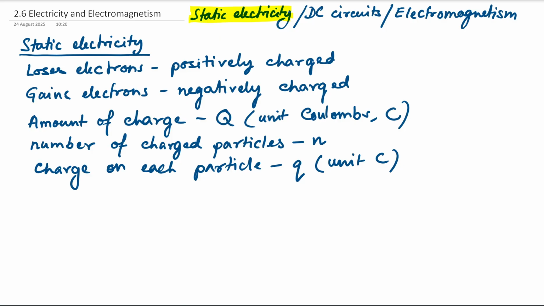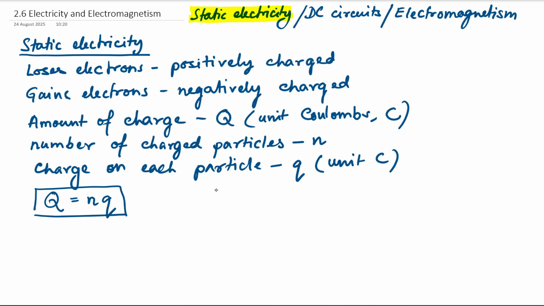So the relationship between these three things is capital Q, the amount of charge on an object, equals the number of charged particles it has gained times the amount of charge on each of these particles. So this is one of the formulas you will get in your formula sheet. And we have to use this formula to basically maybe calculate the amount of charge, or calculate the amount of charge on each particle, or the number of charged particles it has gained. So let's look at an example.